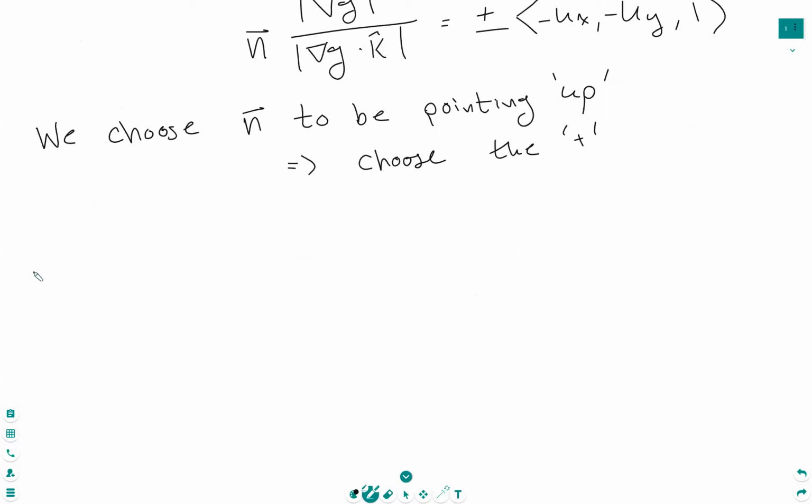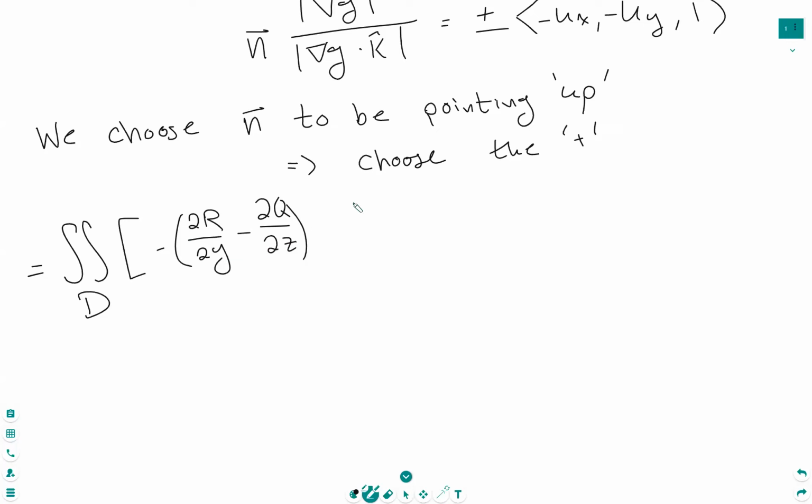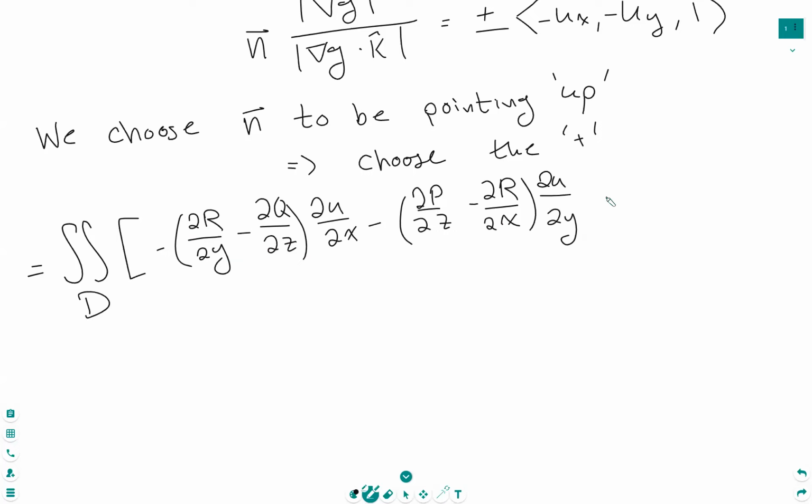So if that's the assumption that we make, what ends up happening is that the flux of the curl of f written as an area integral, still over the region D, but now we can actually do out that dot product. So we get negative, and this is going to be a big mouthful here. We have partial r, partial y, minus partial q, partial z, times partial u, partial x, then subtraction of a quantity partial p, partial z, minus partial r, partial x, times partial u, partial y, and then we have plus partial q, partial x, minus partial p, partial y. We end our bracket here, and then we have dA.